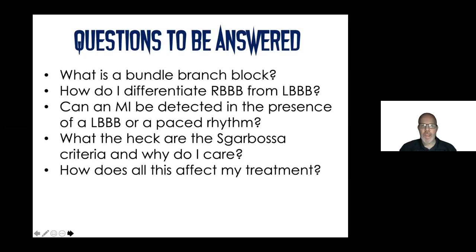Now, it sounds easy, and a lot of times it's actually very straightforward, but as you can imagine, like anything in electrocardiography, it can be a little bit challenging. So we're going to talk about, first of all, what the heck is a bundle branch block? We're going to describe that and its clinical relevance, right? How do we differentiate a right from a left bundle branch block? Well, it's kind of important, but that's actually really, really straightforward. Can an MI be detected in the presence of a left bundle branch block or a paced rhythm? On the surface, no. You just skim the surface a little bit and then possibly yes.